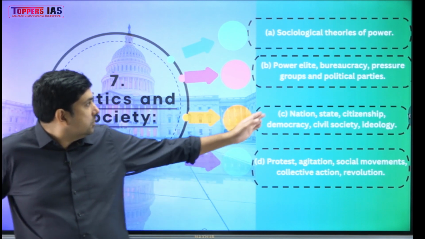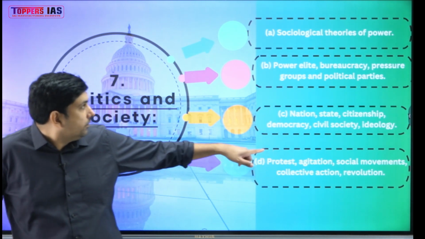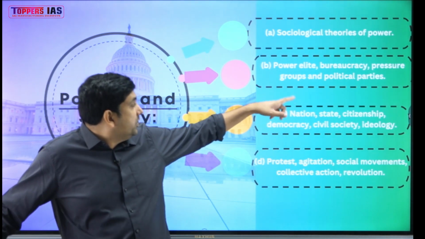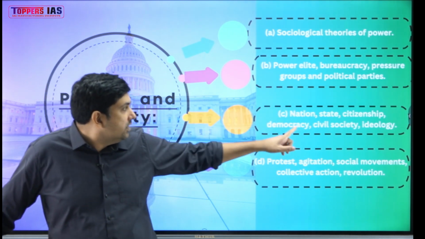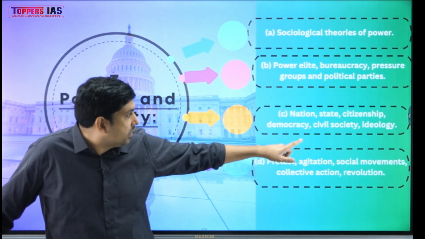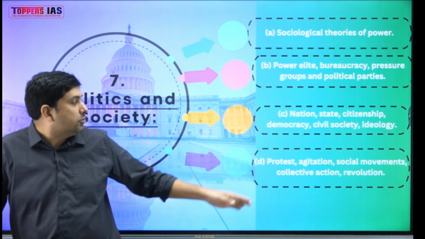Clear? Then there is what? And we study the power elite, bureaucracy, pressure groups, political parties. When it comes to nation state, citizenship, democracy, civil society, ideology, these things are also there.